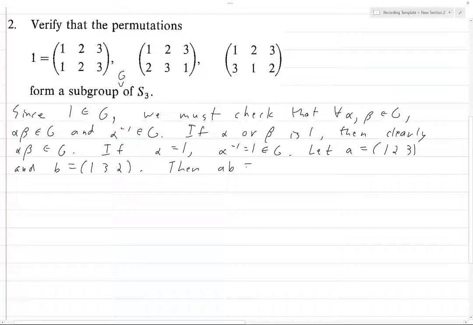Then AB equals, let's see, where does it send 1? B sends 1 to 3, and A sends 3 to 1, so AB sends 1 to 1. B sends 2 to 1, A sends 1 to 2, so it sends 2 to 2. B sends 3 to 2, and A sends 2 to 3, so it sends 3 to 3, so AB is just 1. And by a similar argument, you can prove that BA is too.